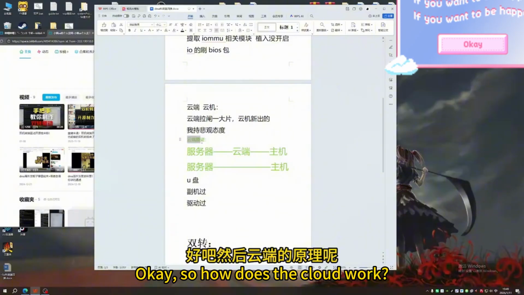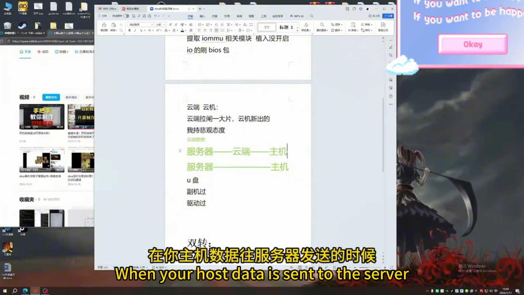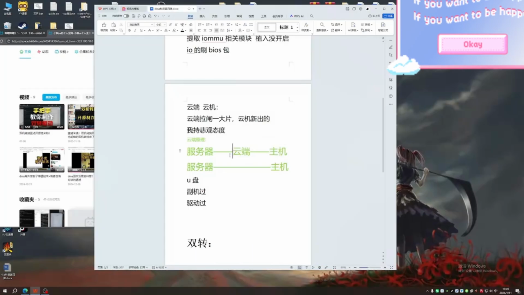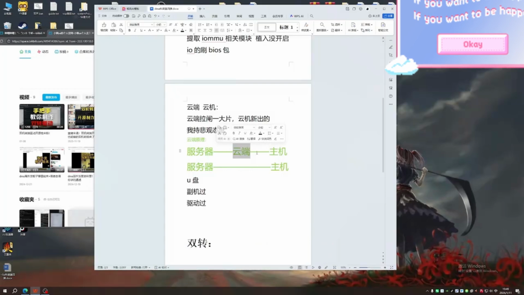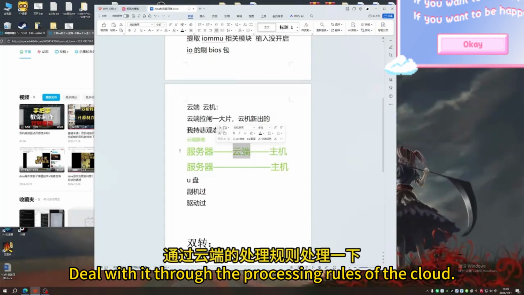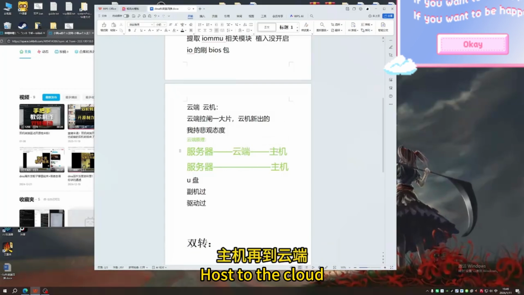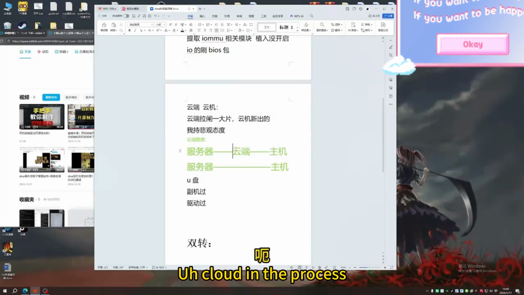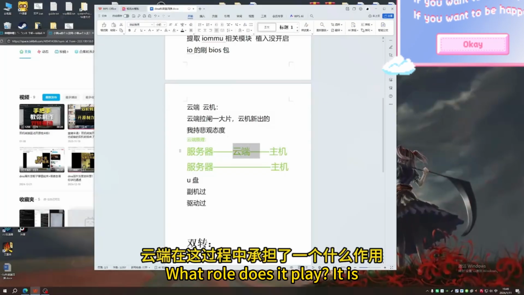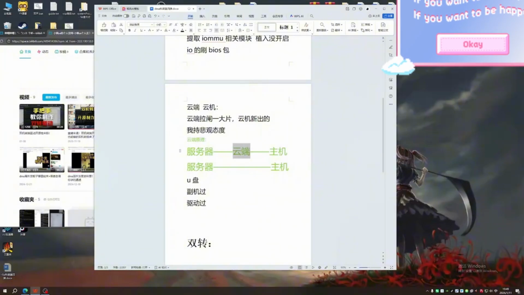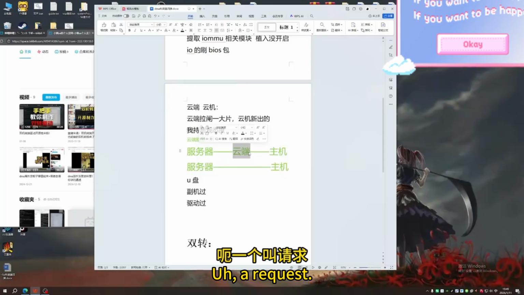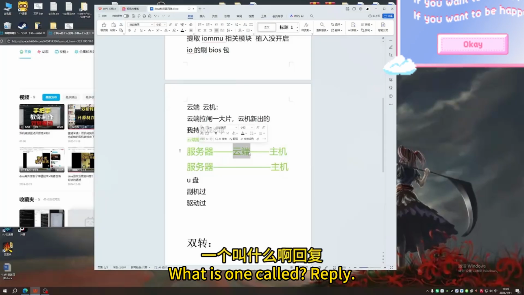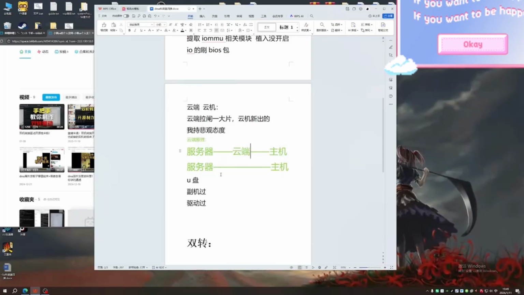So how does the cloud work? When your host data is sent to the server, there's a layer of cloud in between. Then the requests sent by the server will also be resent through the cloud in the middle, and dealt with through the processing rules of the cloud. So from the host to the cloud, to the server. What role does the cloud play in the process? It intercepts, or uploads falsely. A request, and what is it called? Reply.